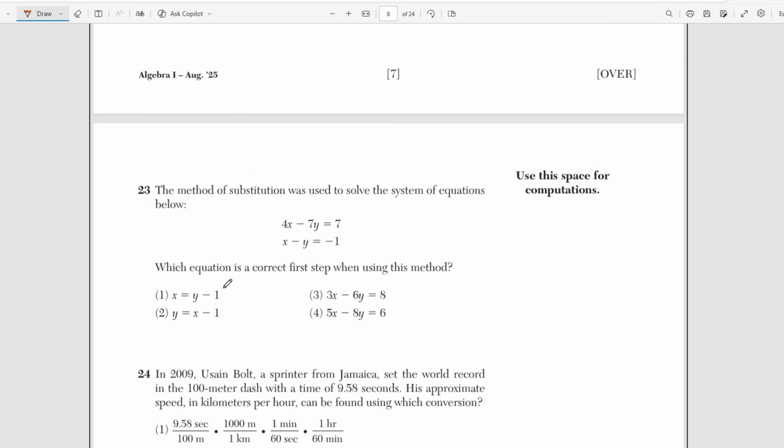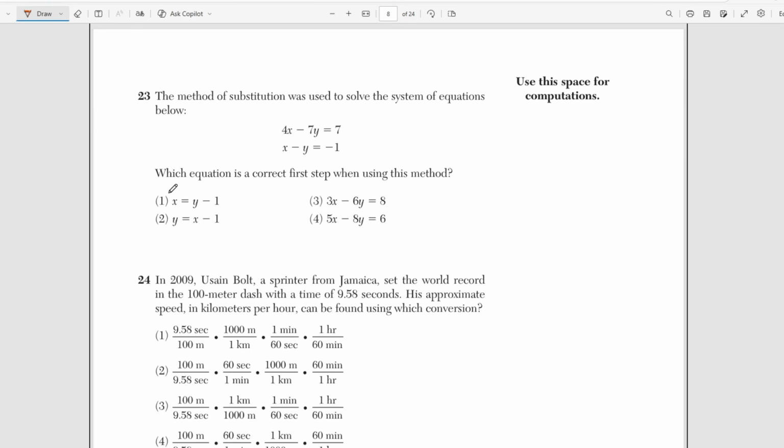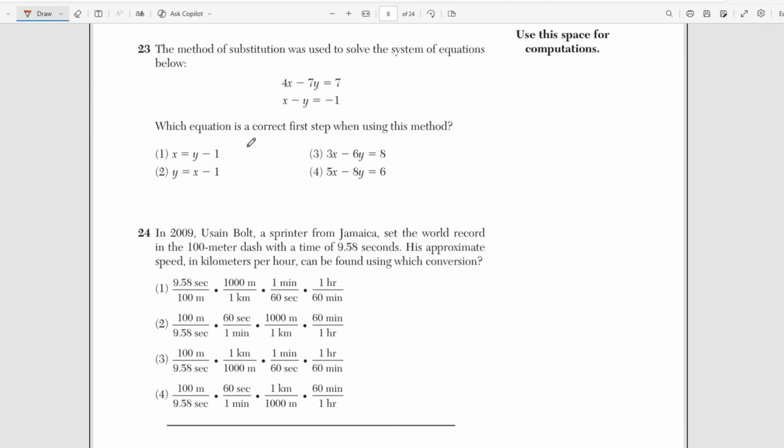All right. Moving on, 23 says the method of substitution was used to solve the system of equations. Which equation is the first correct step when using this method, okay? So substitution means you're going to plug something in or you're going to substitute something. So over here, it's easier to substitute y and x. So if I add y to both sides, I get that x is equal to negative 1 plus y, which is the same thing as saying y minus 1. So this would be our first step. X is equal to y minus 1.